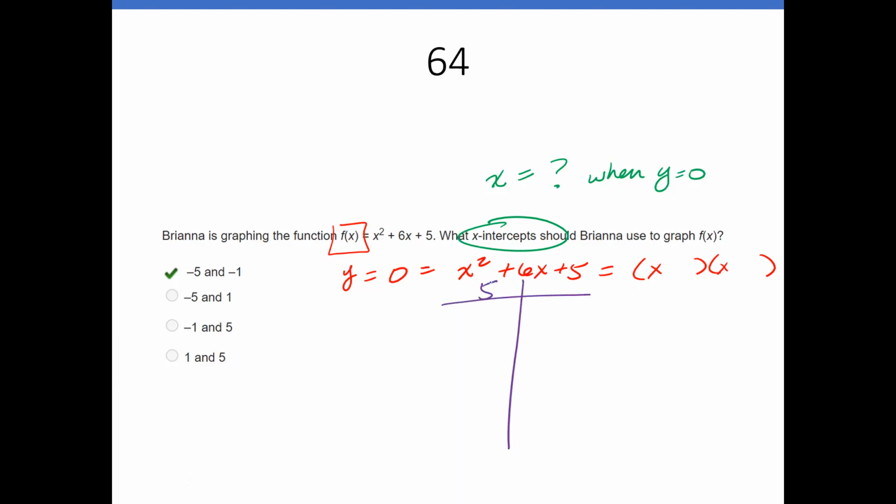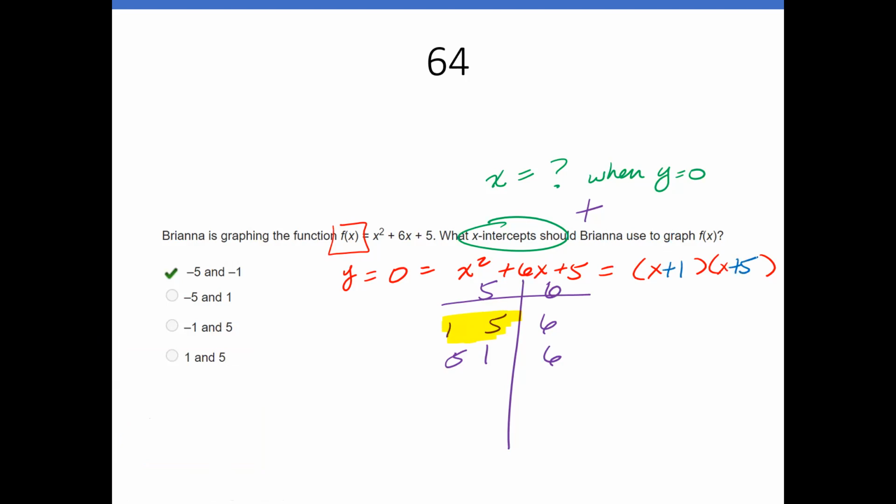Last number comes first, middle number is on the right side, and then notice there's no negative number, so everything you use has to be positive. So what times what gives you a 5? 1 and 5. I mean, you could do 5 and 1 as well. It's the same thing, right? And both of them give you 6. So then you're like, okay, so what's my answer? Your answer is going to be these 2 numbers. And it doesn't matter if you put 5 and 1 or 1 and 5, it's the same thing. It's just going to be x plus 1, x plus 5.